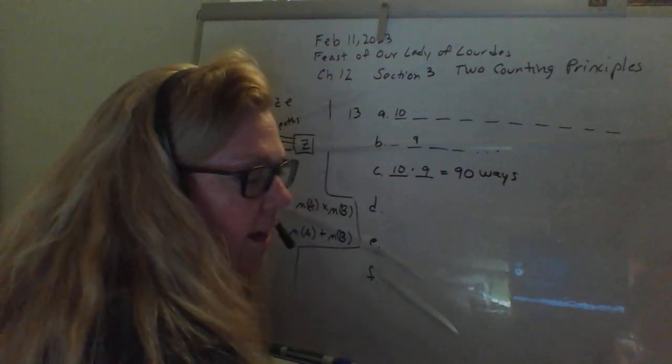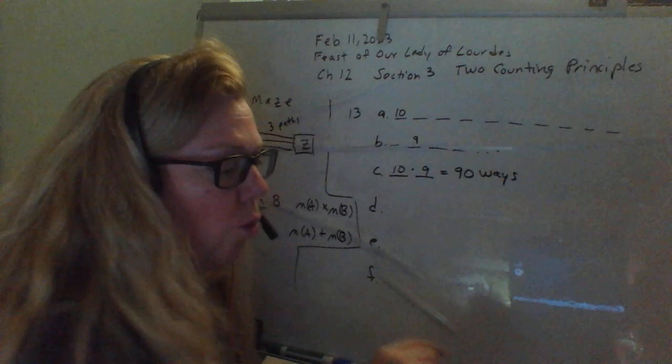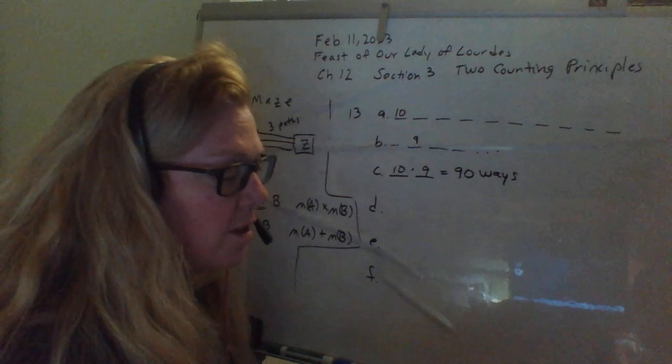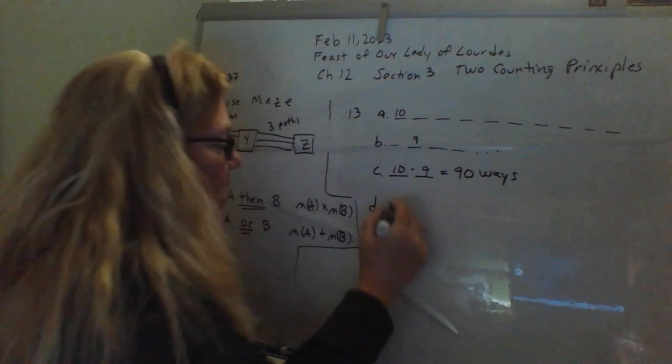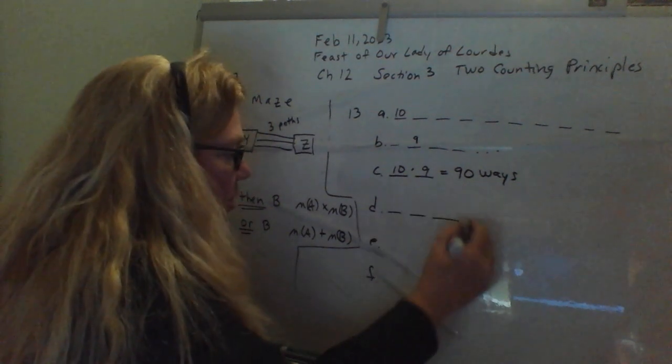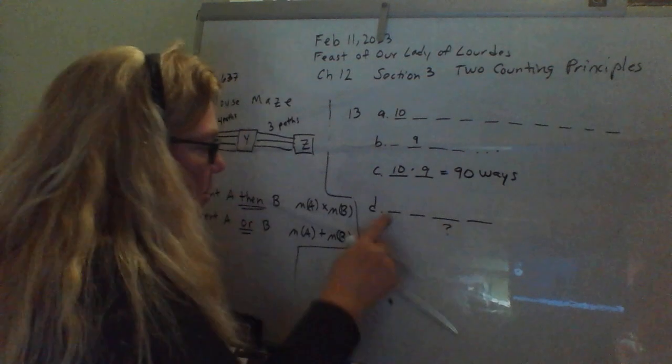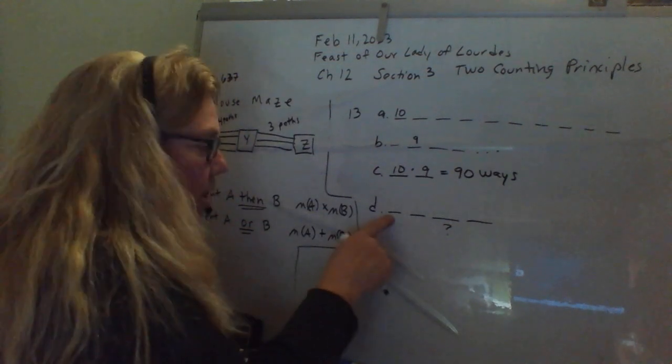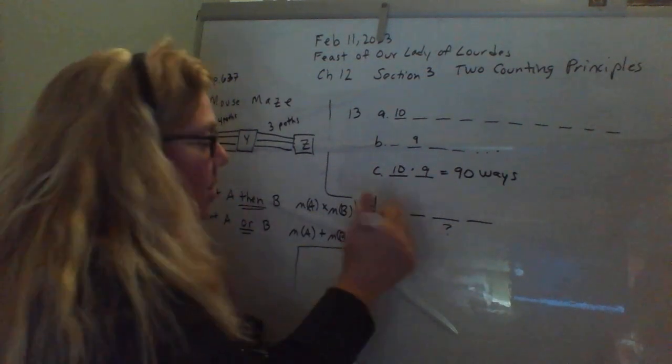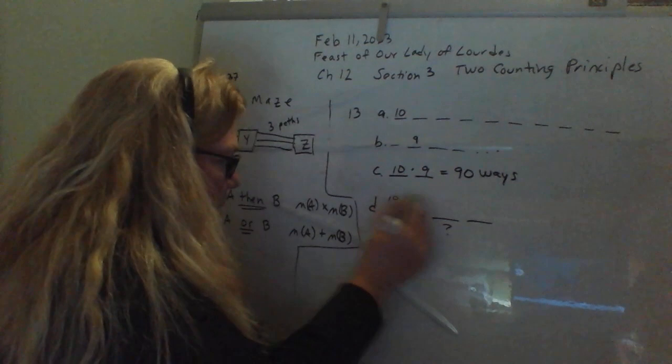D. If chairs 1 and 2 are already occupied with 2 of the students, in how many ways could chair 3 be filled? Well, I occupied one here with one of the 10 people. Then one of the 9 people sat here.